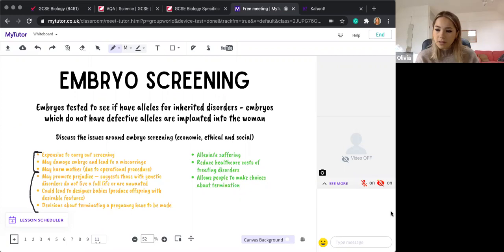If cystic fibrosis runs through mum's side of the family, but dad, for example, doesn't have it, do you have a higher chance of getting cystic fibrosis? Well, it depends if the dad is the carrier or not. You only have a chance of getting it if mum is a carrier and dad is a carrier.